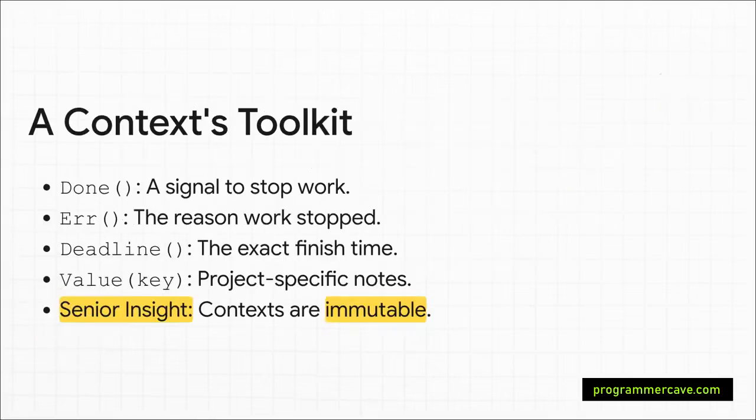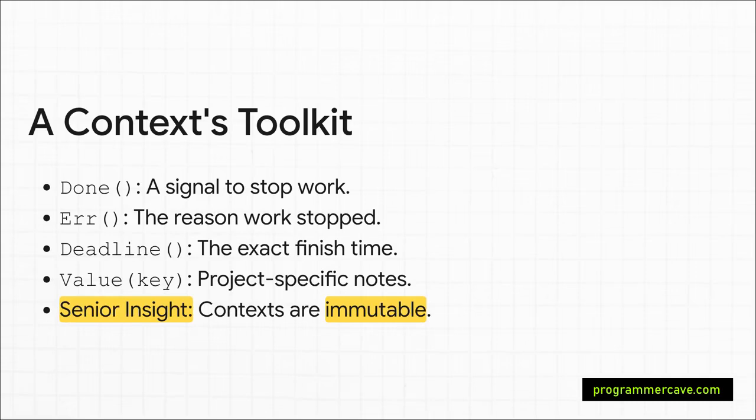So every project manager comes with a standard toolkit. The big one, the most important one, is the Done method. It gives you a channel. When that channel gets closed, it's the universal signal for pencils down, work is over. And if you want to know why it's over, the Err method will tell you.